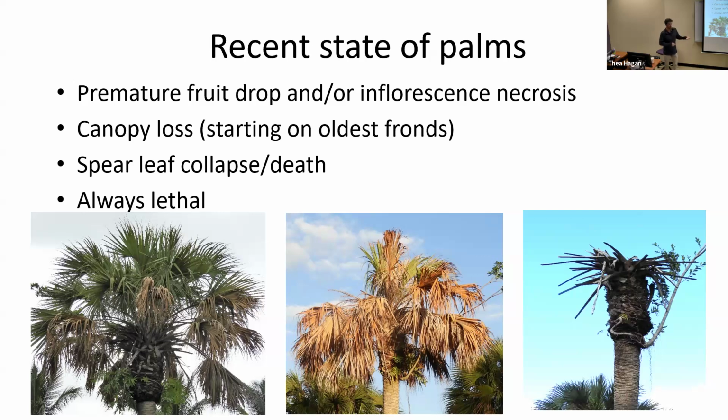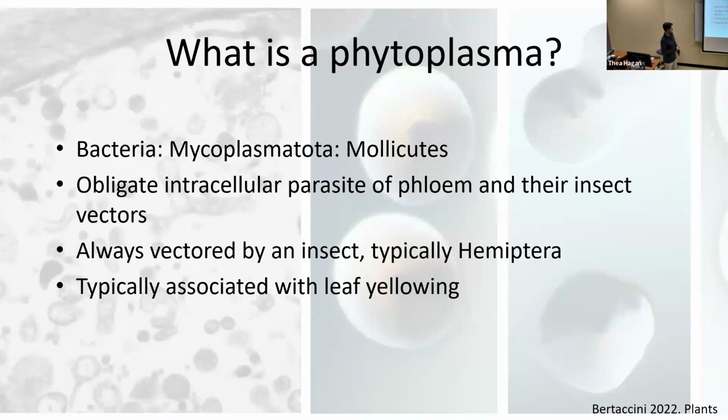And this is caused by a phytoplasma that is vectored by an insect. So phytoplasmas are kind of like bacteria without a cell wall. They're obligate parasites of plants, and they need a host plant or a host organism. So they're vectored by insects, plant hoppers, and then transmitted to the plant. And every time, if they're transmitted, the plant dies. It's always lethal.